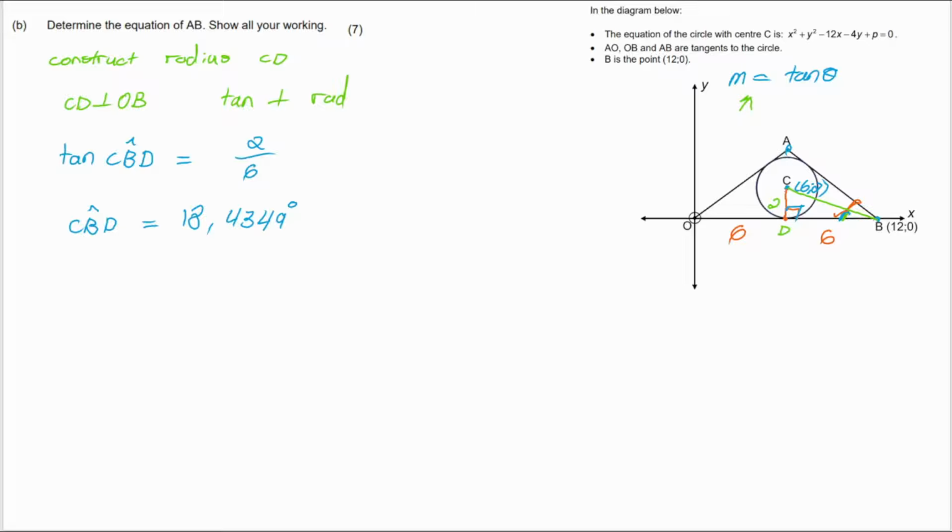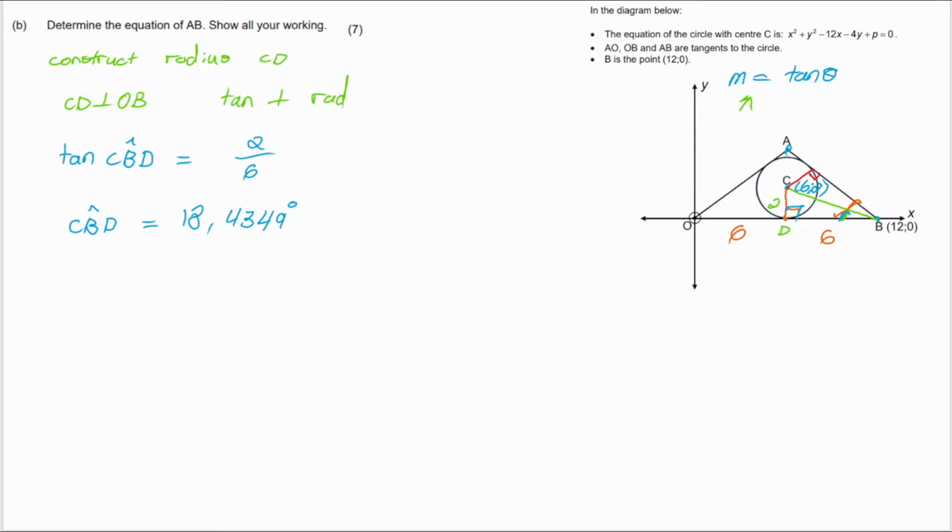So let me maybe construct another radius, because constructing one radius worked nicely for me. Let me construct this. And I know this is 90 again because AB is a tangent. All right. So let's see what I know now in this triangle over here.